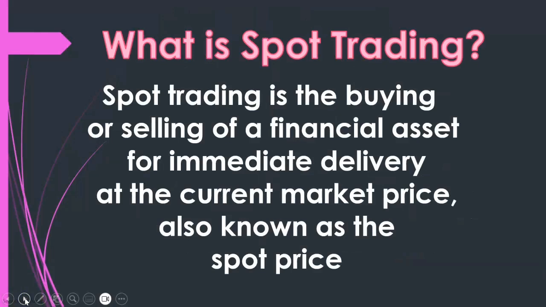Then spot trading, all right? Spot trading is where you can actually buy an asset. You can buy an asset like, let me say, Bitcoin, Ethereum. You can buy Solana. You can buy any kind of cryptocurrency which is an asset, all right? You can buy it and keep. Once the price appreciates, you do what? You sell it, all right? So spot trading is the buying and the selling of a financial asset for immediate delivery at the current market price, also known as the spot price.